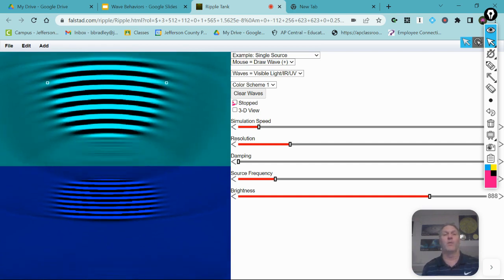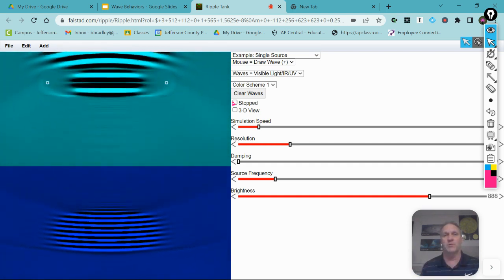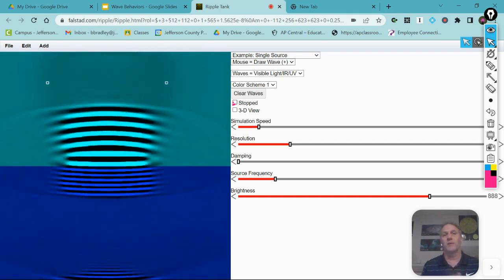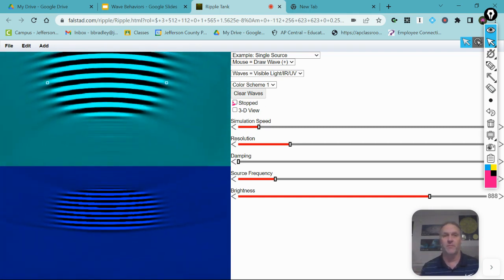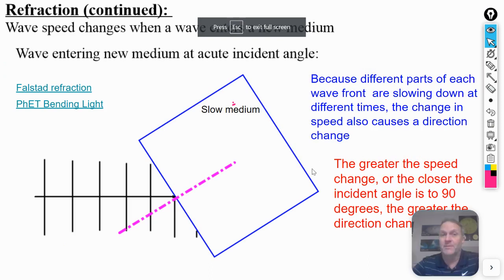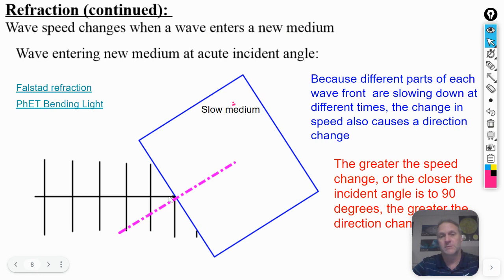That's what happens, right? When waves go from a fast medium to a slow medium, the wavelengths get closer together. When they go from a slow medium to a fast medium, the wavelengths get farther apart. Okay, all right, so that's basically what the basics of refraction are. What happens when waves hit at an angle, like in this picture? Well, not only do the wavelengths get closer together, but the waves actually change direction too, right?